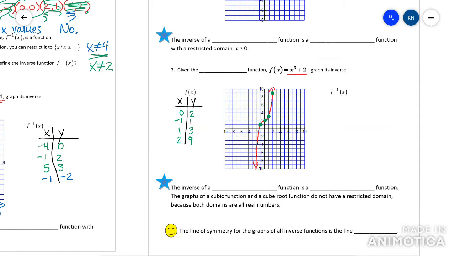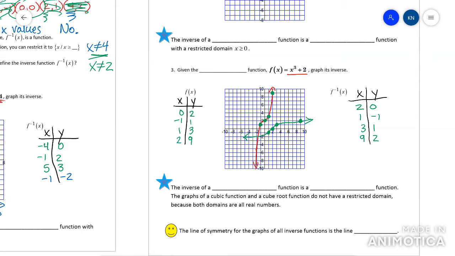Okay. Now for the inverse, switch those. Plot those points. And then connect those dots. It would look something like this. That's the inverse.